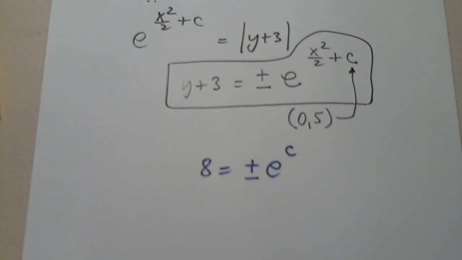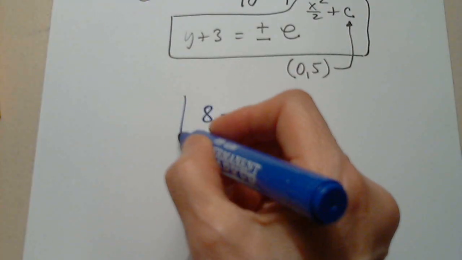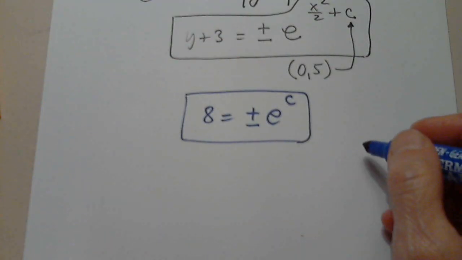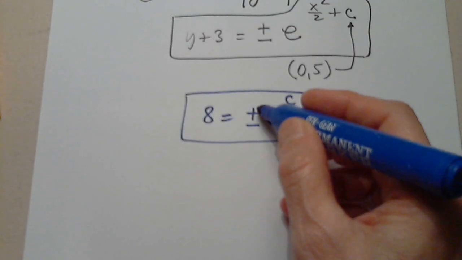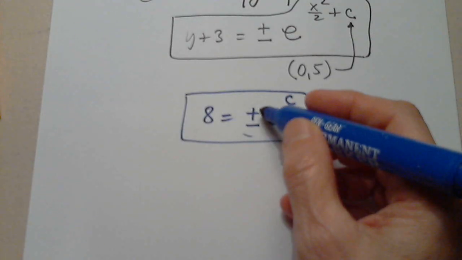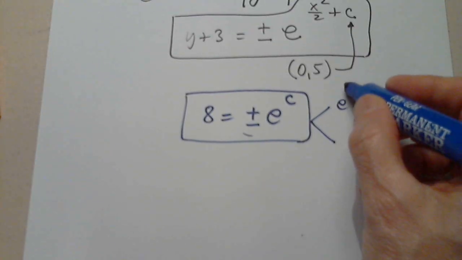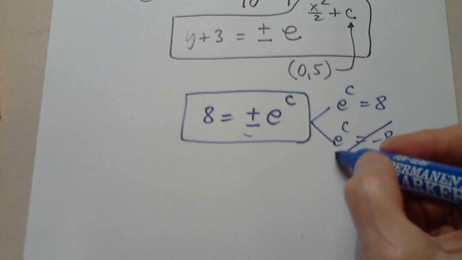Now, I need to determine the constant. In order to determine a constant in this case, I have to apply natural log to both sides. But I cannot apply it to a negative number. So we have two options here: e to c equals 8 and e to c equals negative 8, but this is not possible.